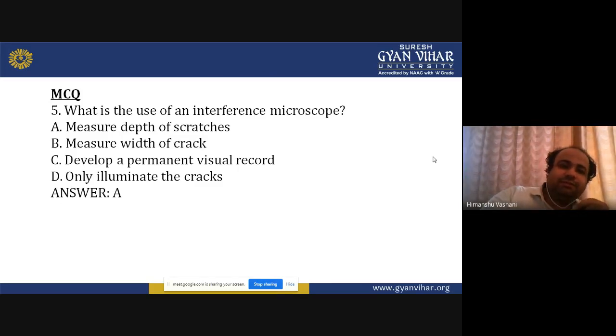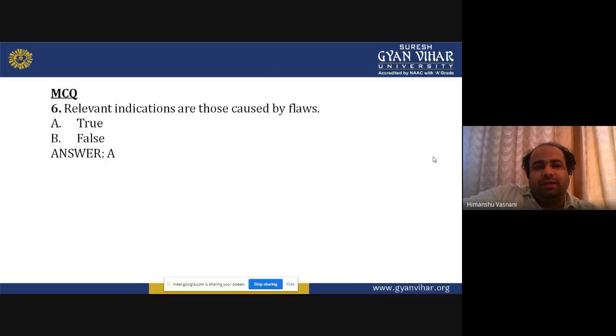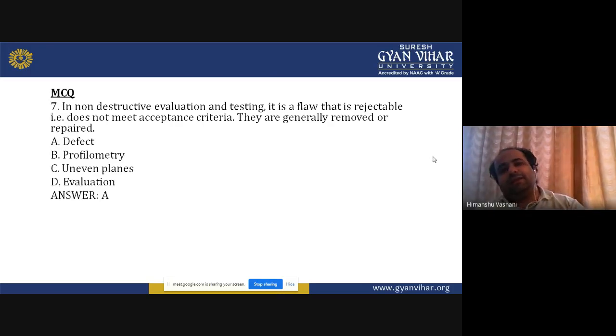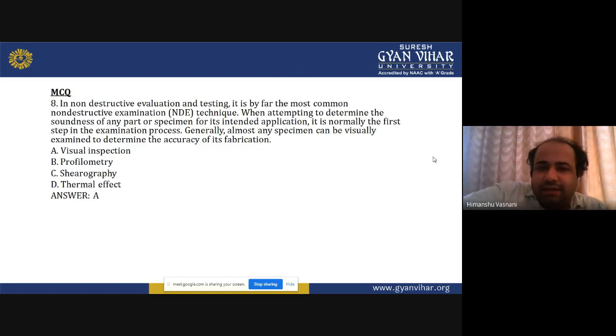Okay. Now, relevant indications are those caused by flaws. Yes, it is true. Then in NDT, a flaw that is rejectable does not mean an acceptance area. Remember, it needs to be removed. It is a defect. And in NDE, the most common non-destructive technique, where you are attempting to determine the soundness of any part or specimen for intended application, is normally the first step in the examination process.